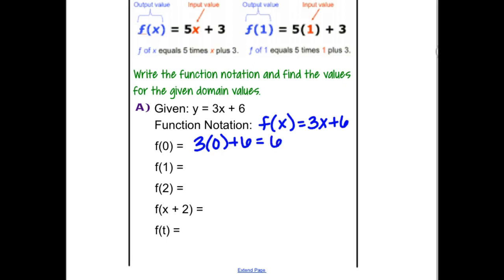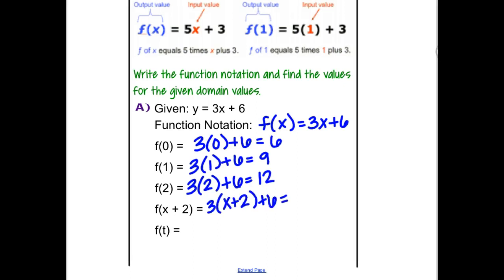So then we go down to the next one. It would be 3 times 1 plus 6 equals 9. And we do it again, and we do 3 times 2, which is 6, plus 6 is 12. Then we would do 3 times the quantity x plus 2, plus 6. So then we would get 3x plus 6 plus 6, so we have 3x plus 12. Then we would have 3 times the quantity t, plus 6, which equals 3t plus 6.